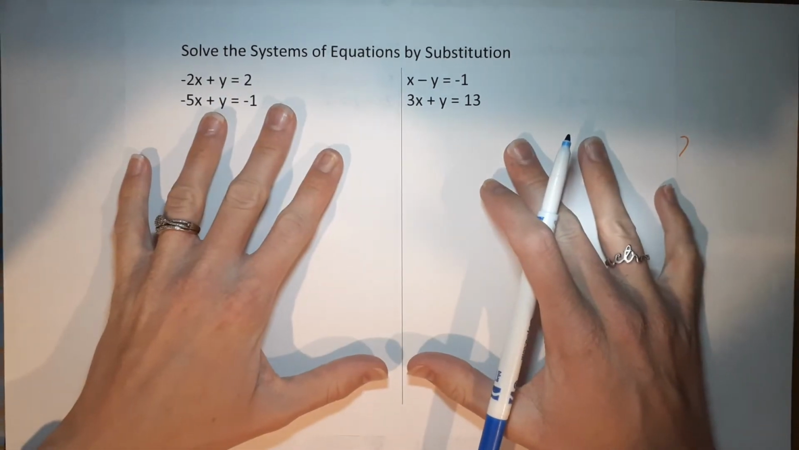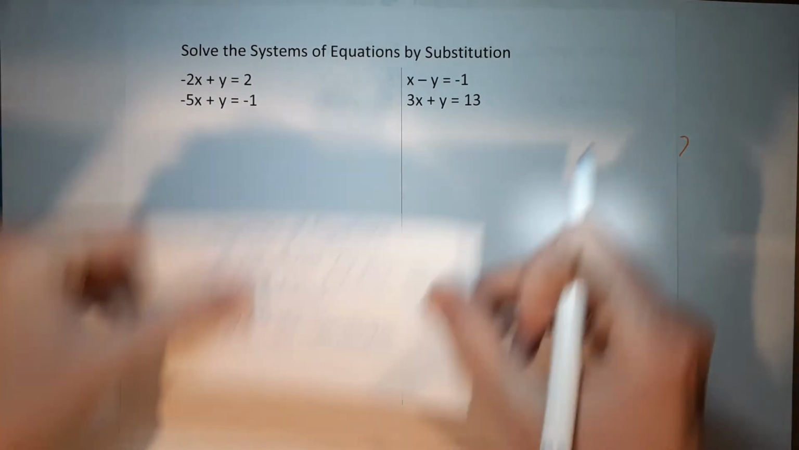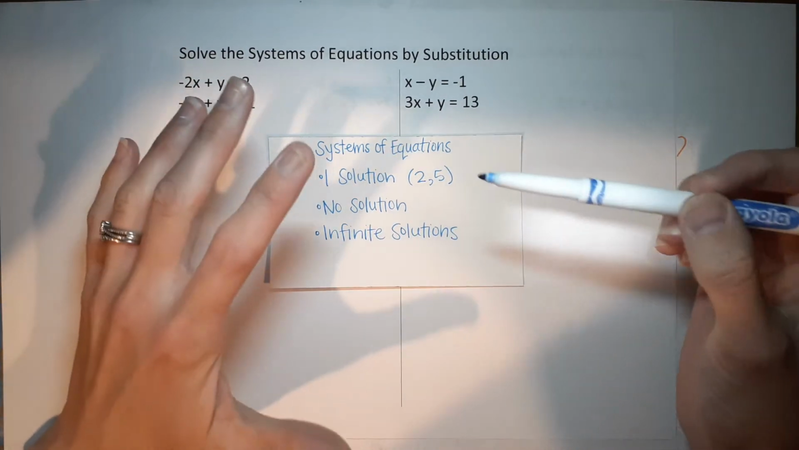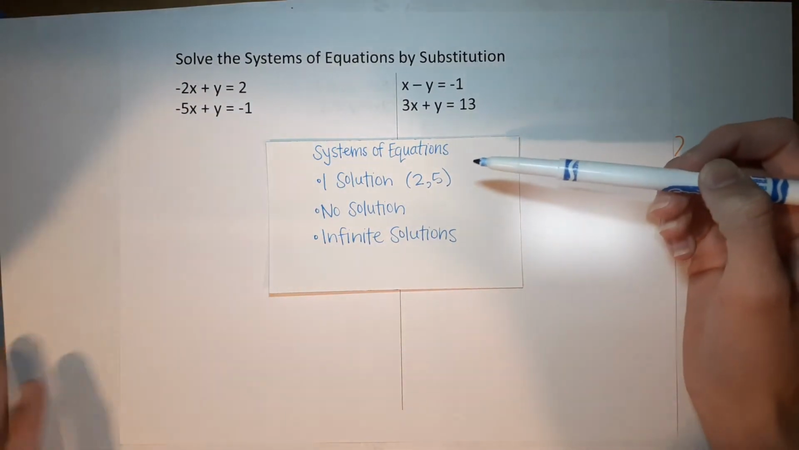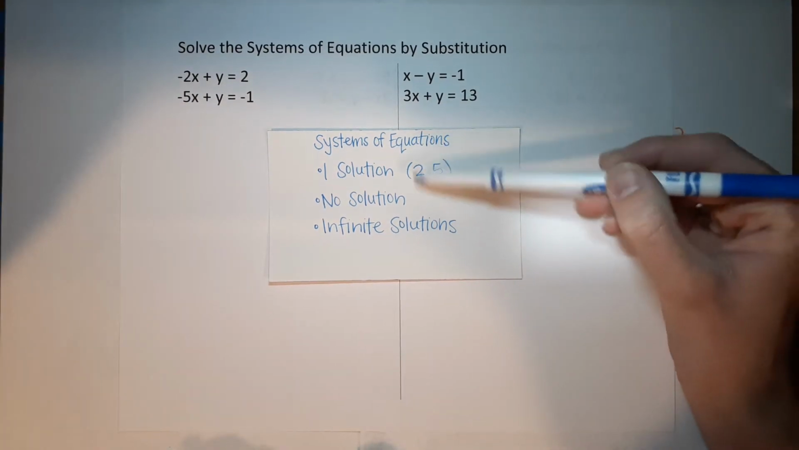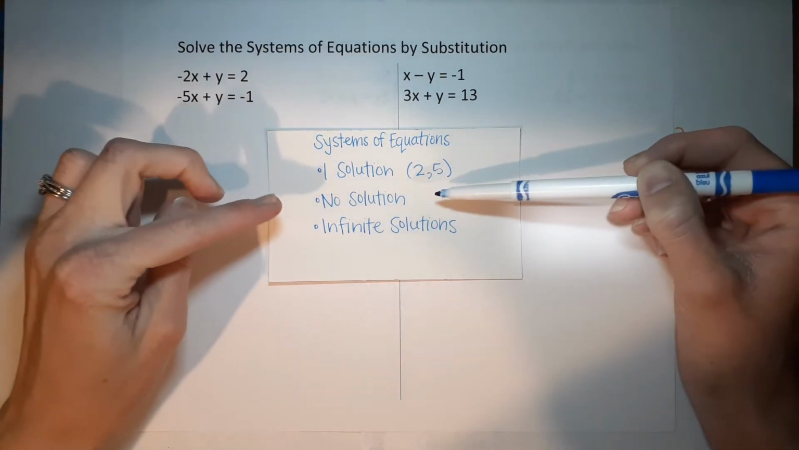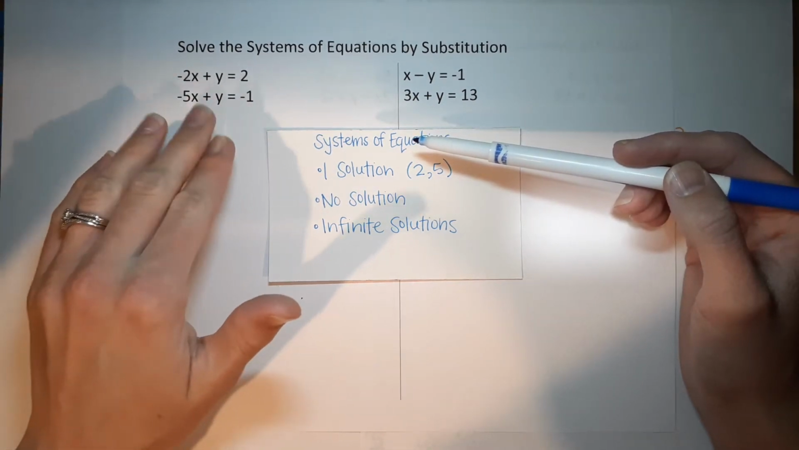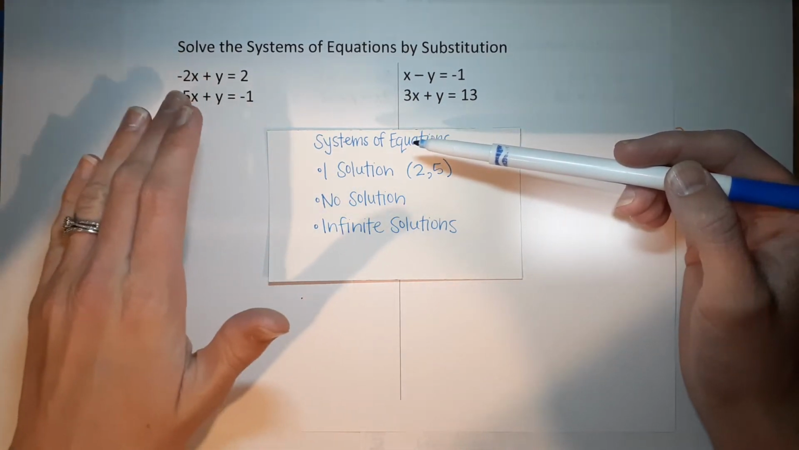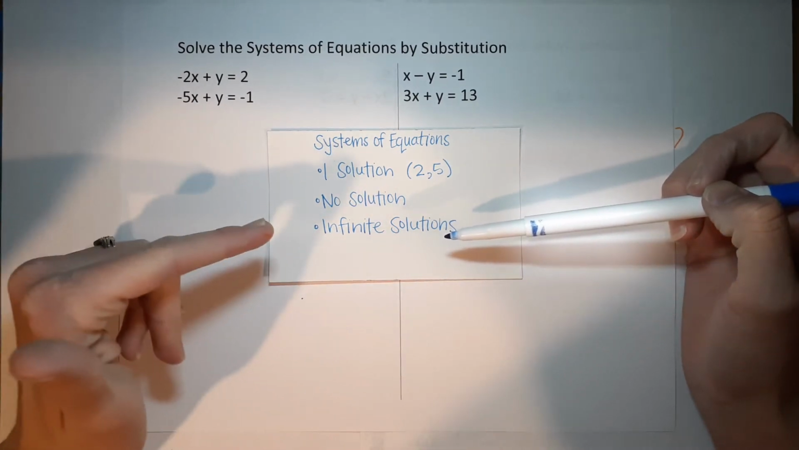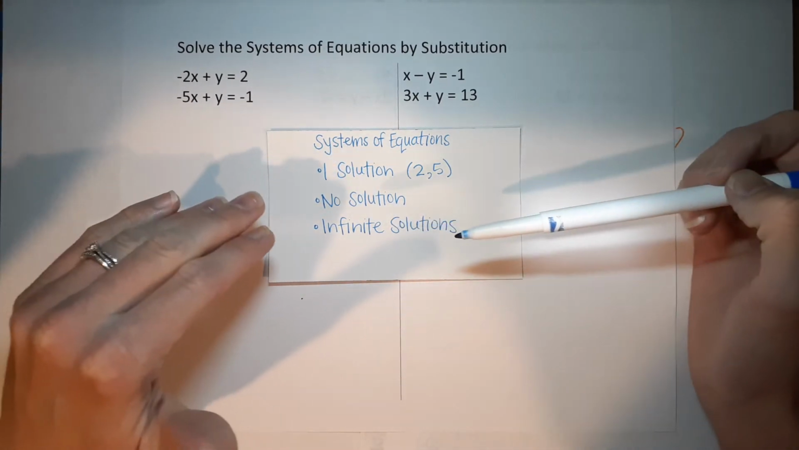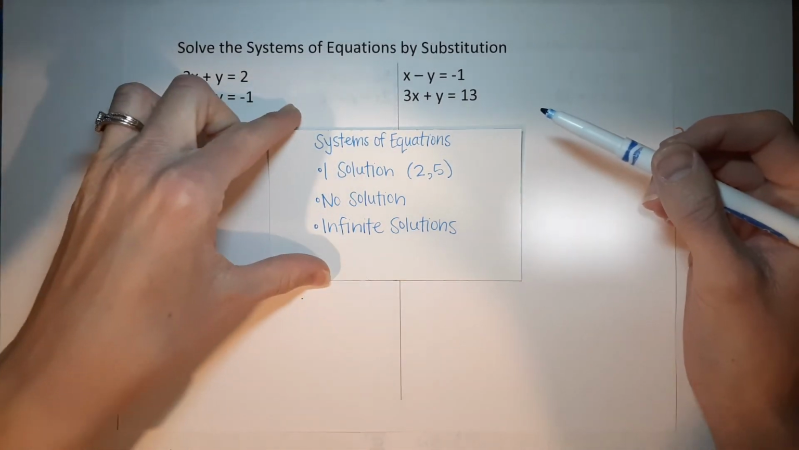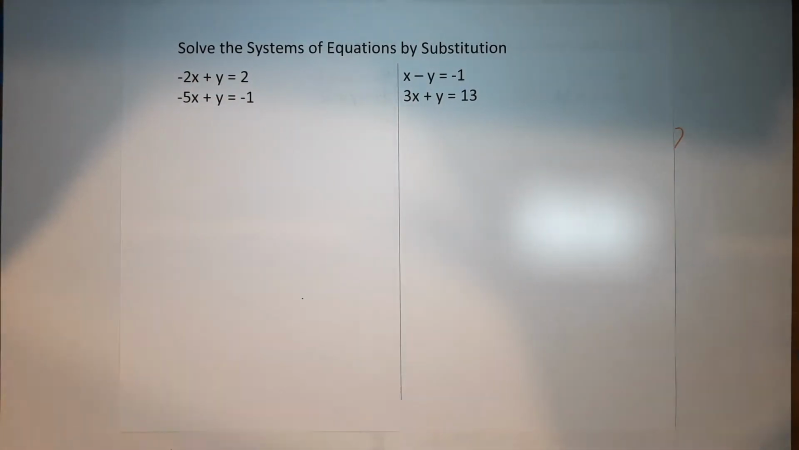Here are the problems we're going to do for substitution. When we solve a system of equations, there are three possible types of answers we can get. We can get one solution, which we typically write as an ordered pair. You can get no solution, where there is no set of numbers that can solve both of these. Or you could have infinite solutions. We're going to talk about each of these, so don't be scared.